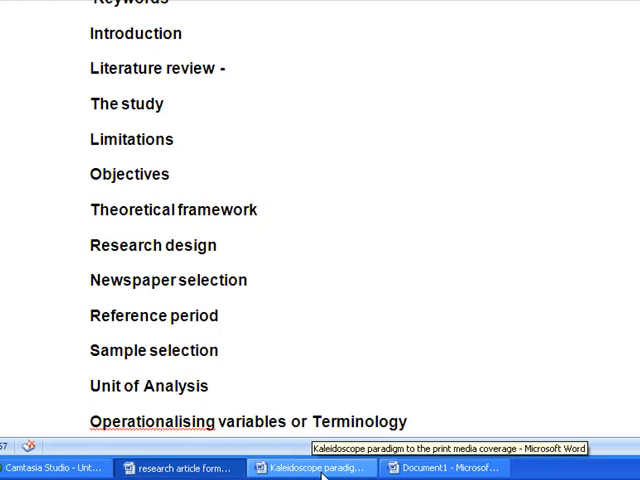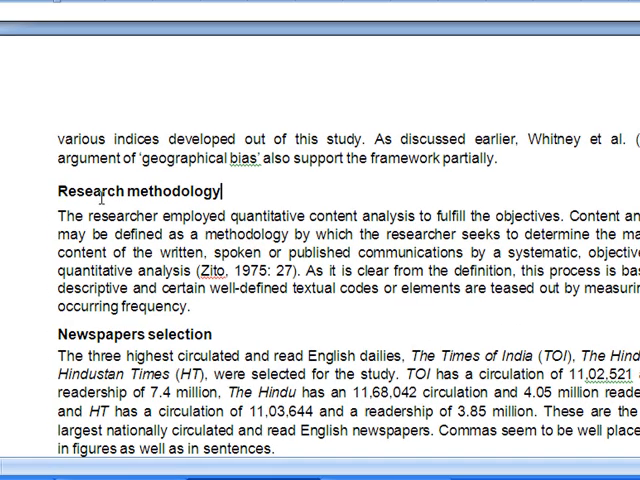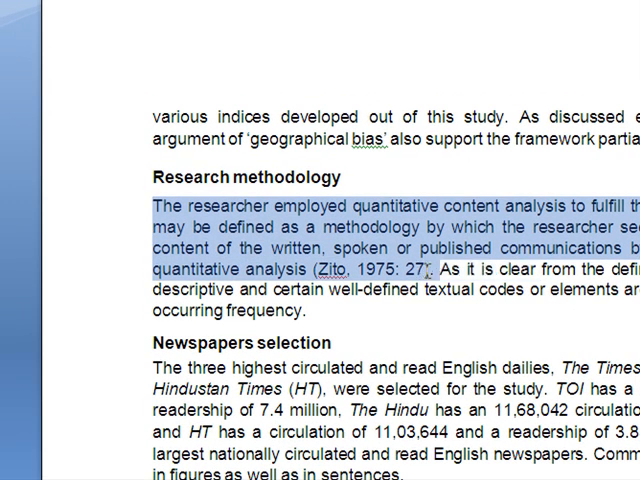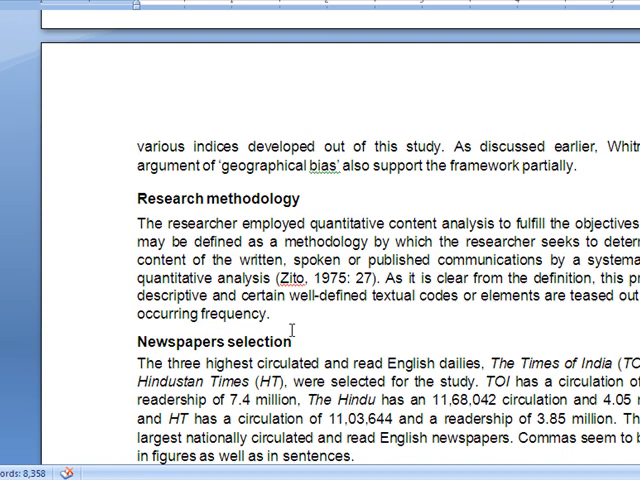Then comes your research design, or you can call it the research methodology. You will explain your research methodology supported by relevant evidence, like why you want to conduct the content analysis or the survey research, as the case may be.